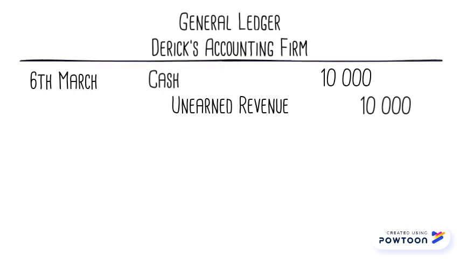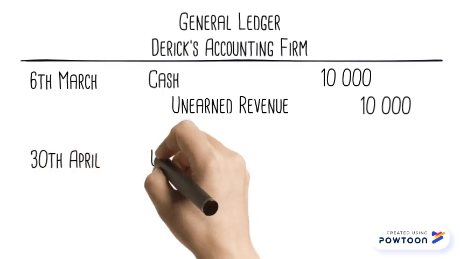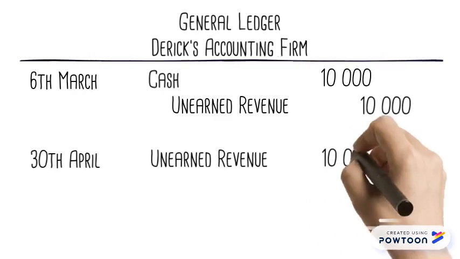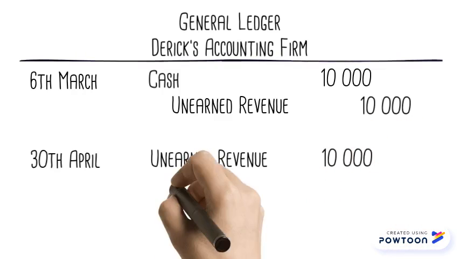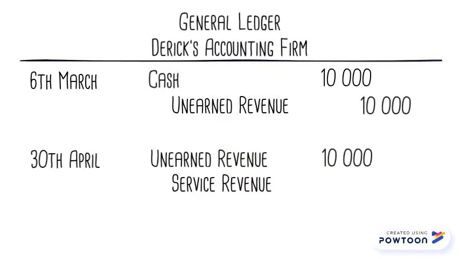So since I finished my service, I no longer owe my client, and now I can decrease the account on unearned revenue. In turn, I can now increase the account on service revenue. That's an example of deferred revenue, which is when the business receives cash before they earn the revenue.